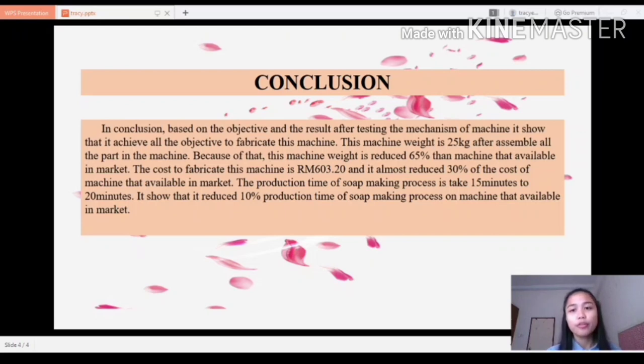The cost of fabricating this machine is RM683.20, and it reduced the cost by almost 30% compared to the machines available in the market. The production time of the soap making process takes 15 to 20 minutes. It shows that it reduced the production time of the soap making process compared to machines available in the market.